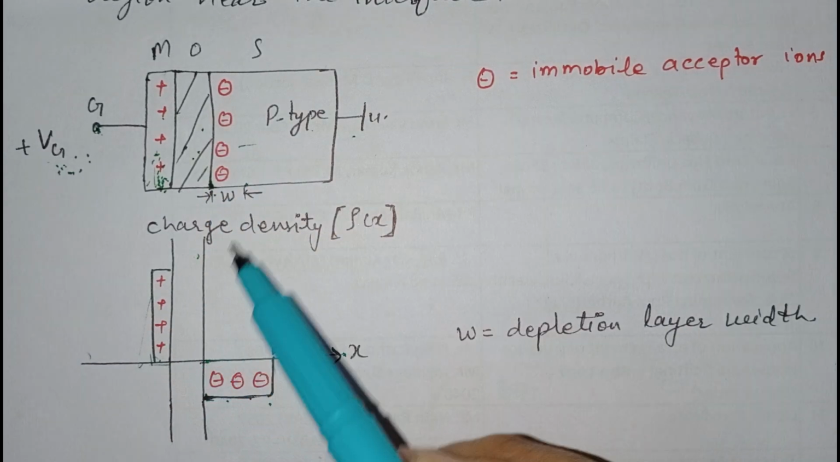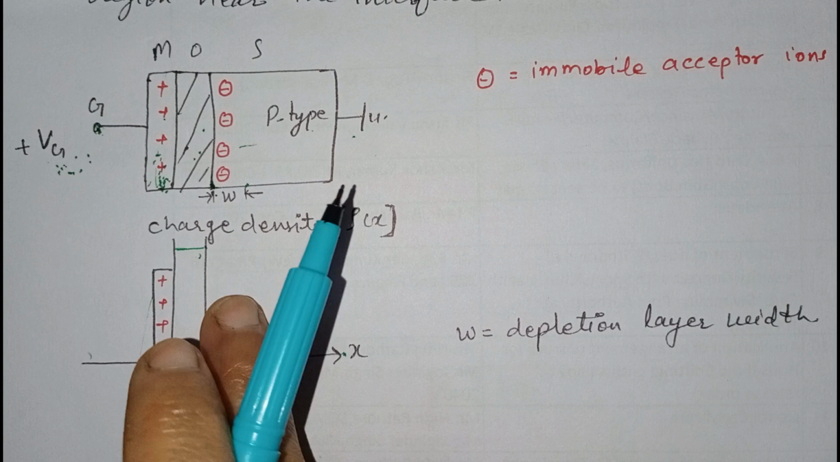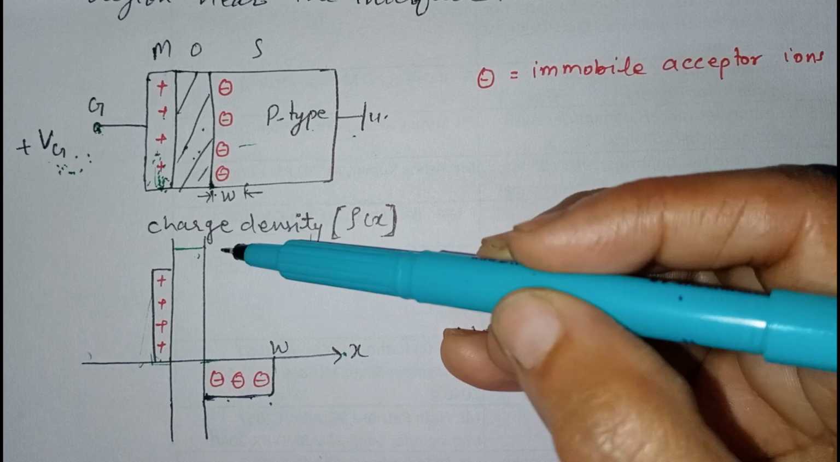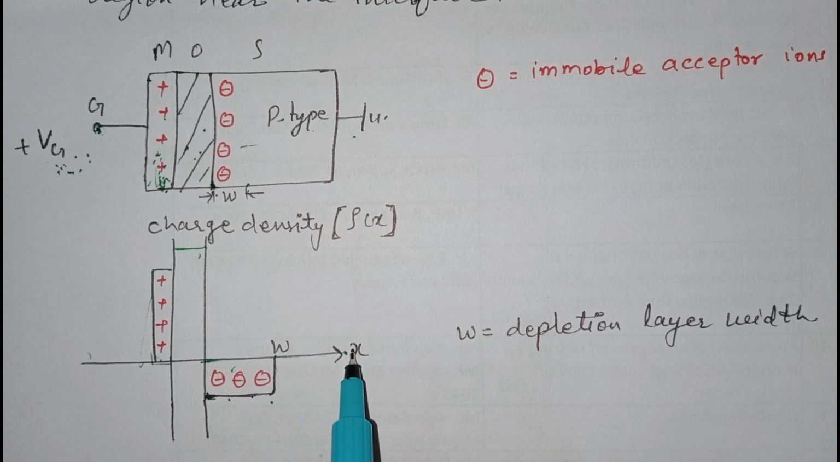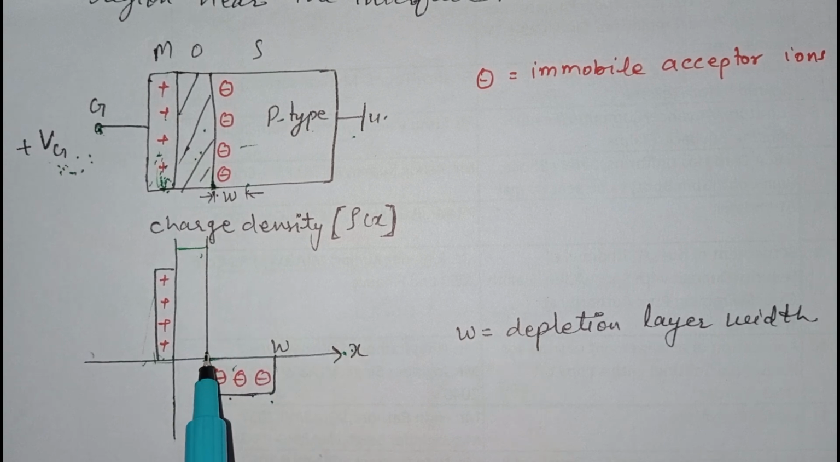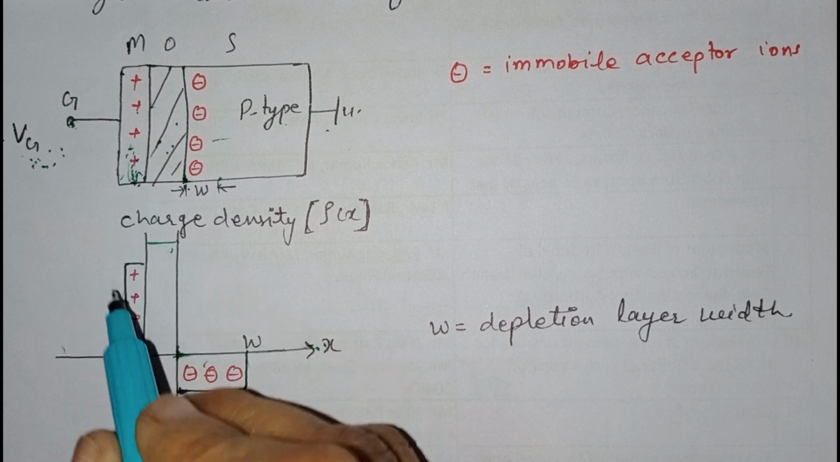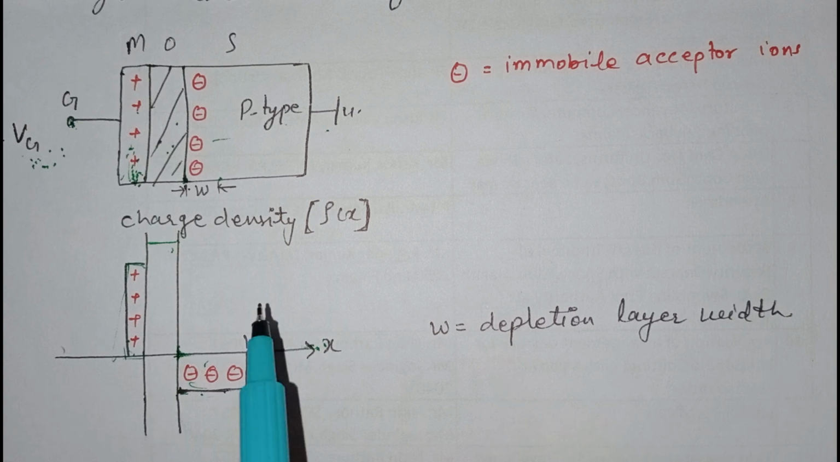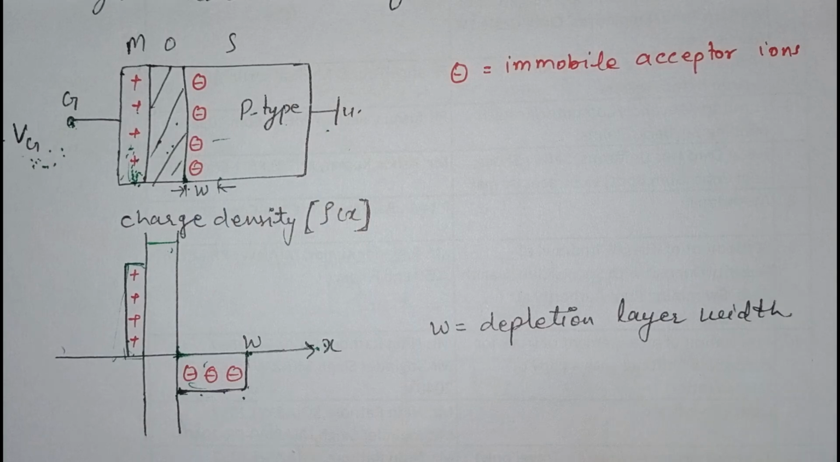Now we'll see the charge density diagram for this depletion mode. This region shows the oxide layer, this is substrate side, and this is the metal side. The upper portion is for positive charges and the lower portion is for negative charges. This X shows the distance from the interface. This is the interface, silicon dioxide interface, and this is the distance from this interface. The positive charges of metal are shown here, and the negative charges that are in the substrate are shown here. This W shows the width of the depletion layer in the substrate.